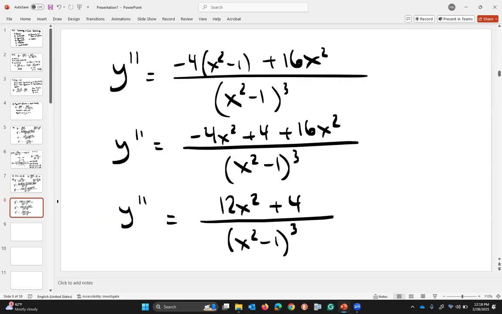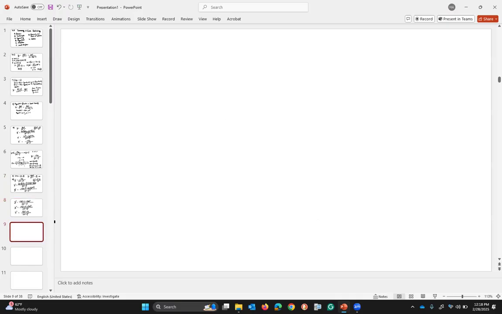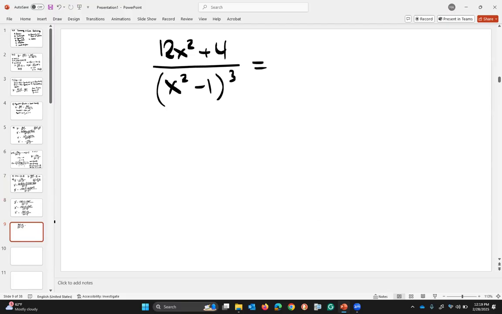Are we good first? A few people are still writing it up. So 12x squared plus 4. You don't need the second one, you got the second one? I'm on the last one. That's the one we're using.